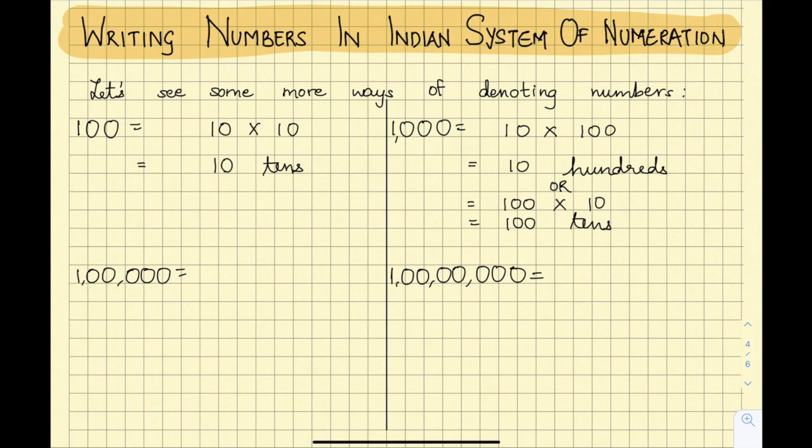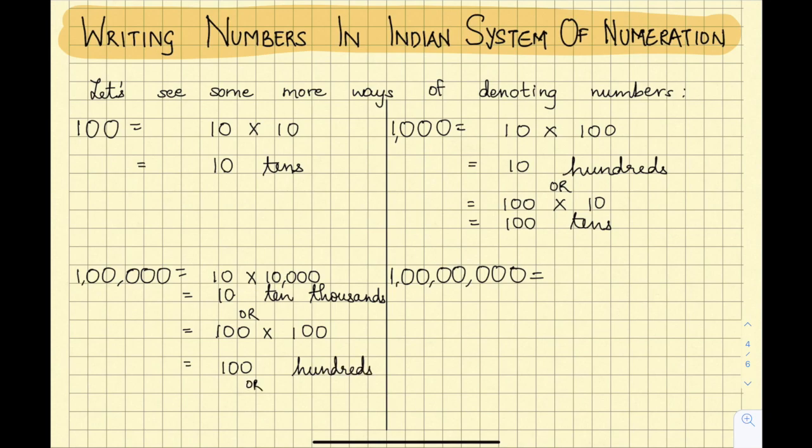So 1 lakh can be broken up as 10 multiplied by, in 10 we took 1 zero, so the next 4 zeros go in 10,000. So this we can write in words as 10 thousands. This 10 as it is and this 10 thousands. Or we can write it as 100 multiplied by 100. As you see, there are 6 zeros, so 100 multiplied by 100. So it can be shown as 100 hundreds.